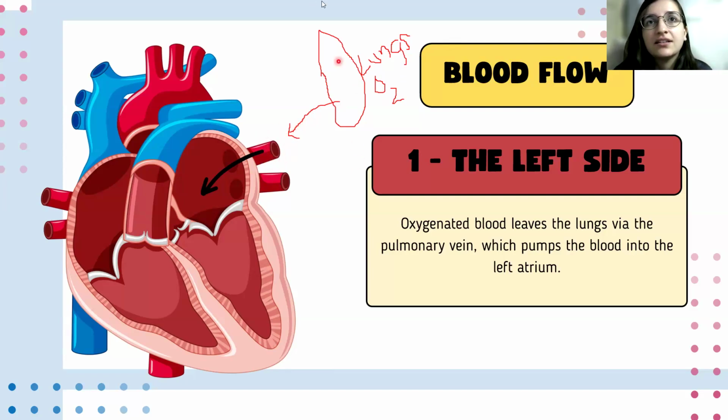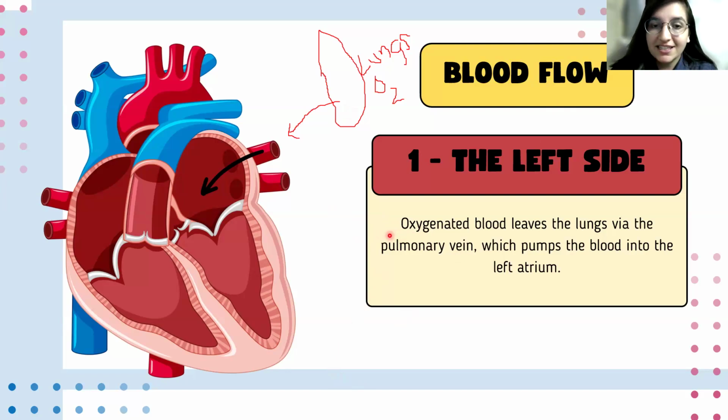I see a question. Elizabeth asked, so the deoxygenated blood is carbon dioxide? Yes, the deoxygenated blood is the one that has waste products like carbon dioxide, but it has run out of oxygen. The oxygen has been used. So in this case, just remember that it has run out of oxygen already. Did you get that, Elizabeth? Okay, good. You're welcome.